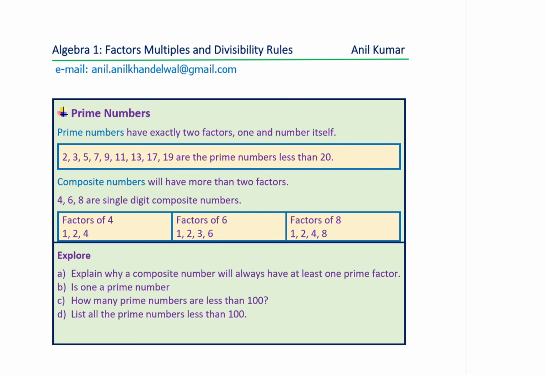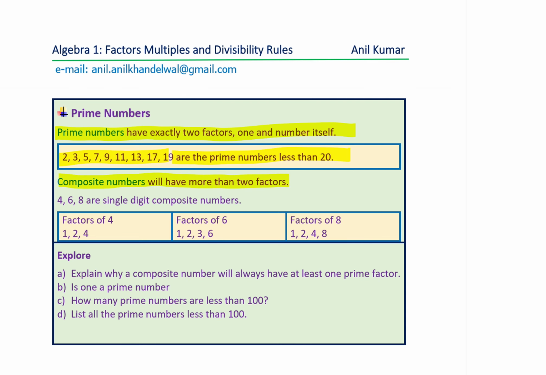Okay. So what are prime numbers? We just know the prime numbers have only two factors, one and the number itself. So again, the definition for prime numbers is that prime numbers have exactly two factors, one and the number itself. And here is the list of prime numbers which we discovered earlier. So this is up to 19, less than 20. So these are the prime numbers which are less than 20.